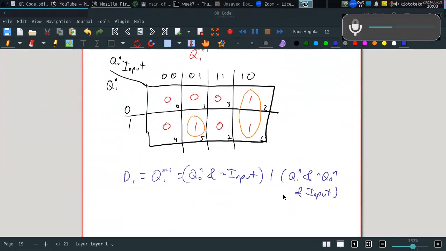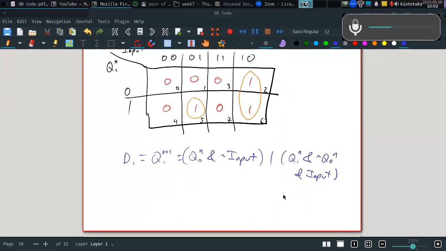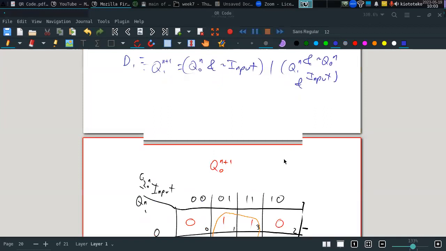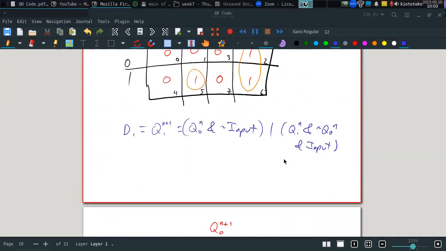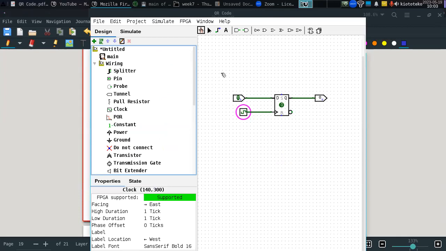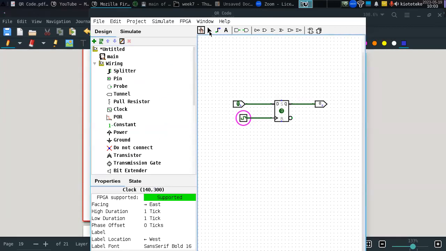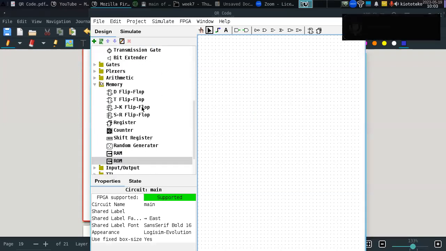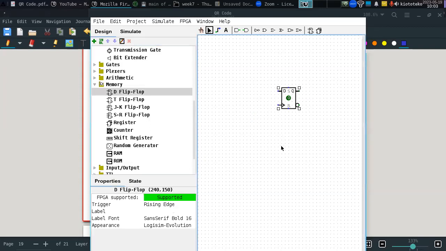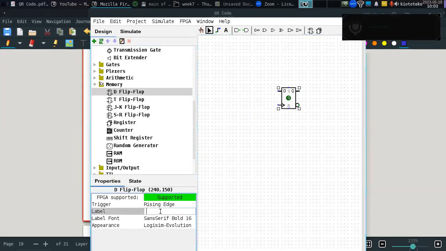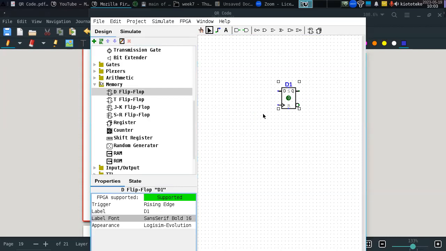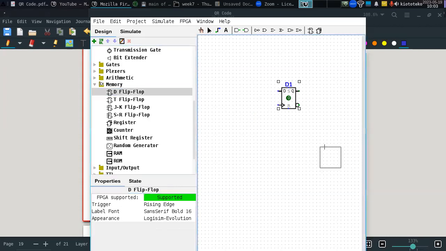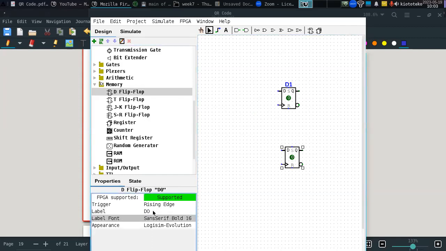So okay, we already have all the equations. So now it's just a matter of designing it. And for this, let's just use Logisim to try doing this thing. So we need 2 flip-flops. This is, let's call it, D1. And this other would be D0.